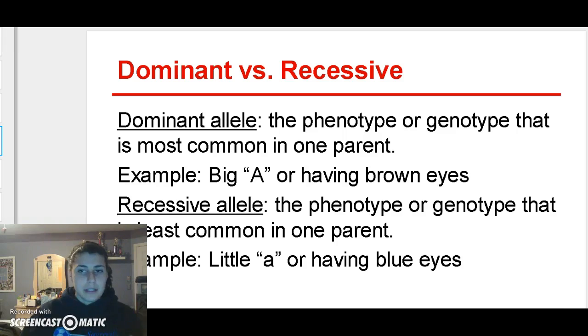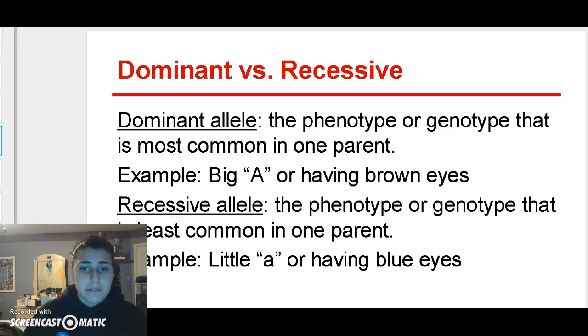If you have a dominant allele, this phenotype or genotype is the most common in one parent or in one family even. It's usually represented by a big letter. Actually, it's always represented by a big letter no matter what. The example we're going to be giving today is talking about eye color. So having brown eyes is more common than blue eyes in one particular family. It could be opposite in another family. But in this family, brown eyes is being dominant, so we're going to represent it by big A. Later on, we'll represent it by big B, but for right now, we're just using A.